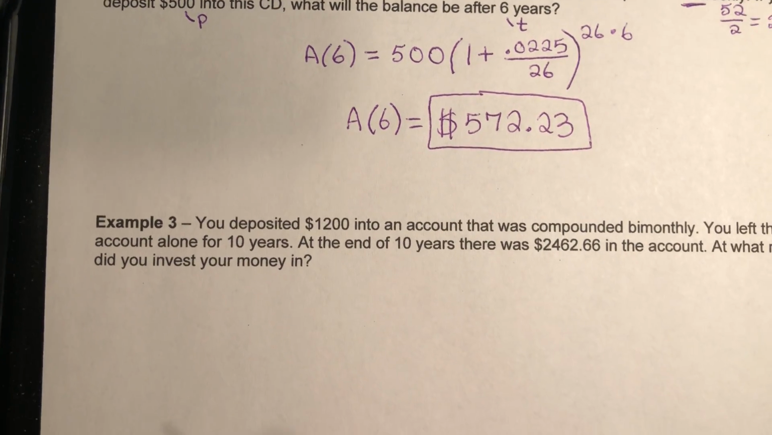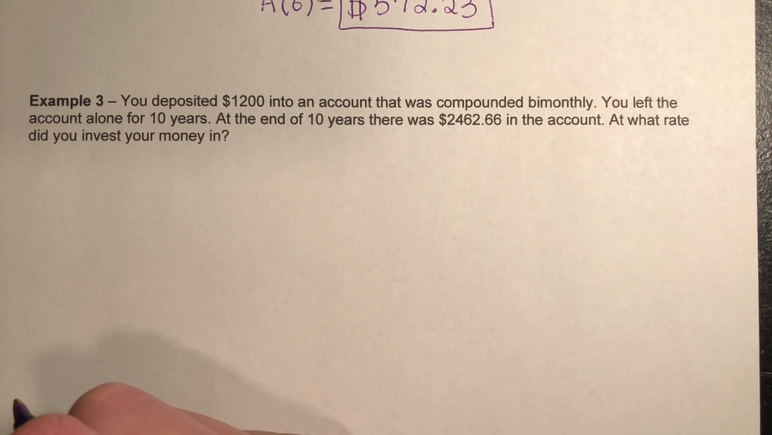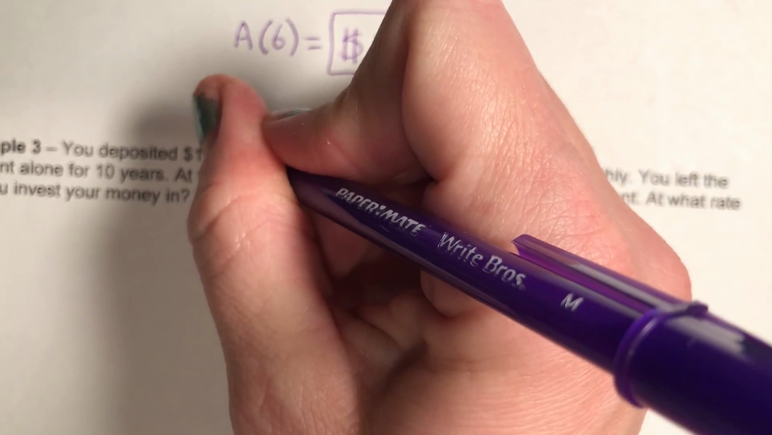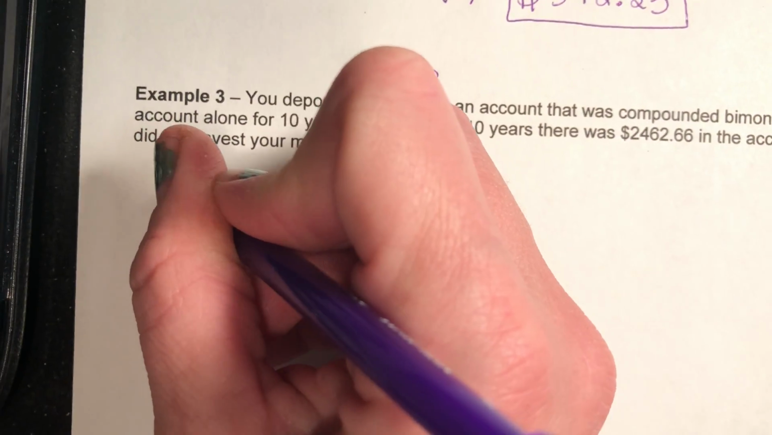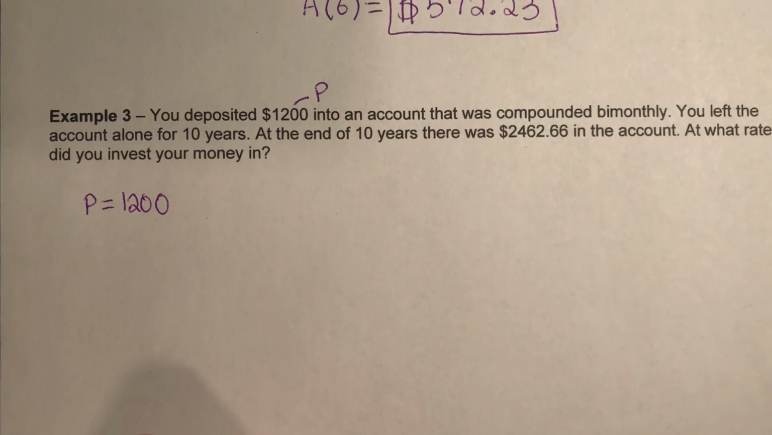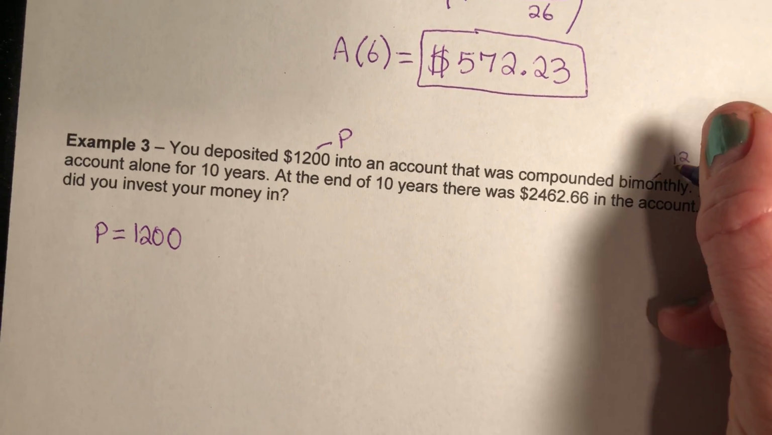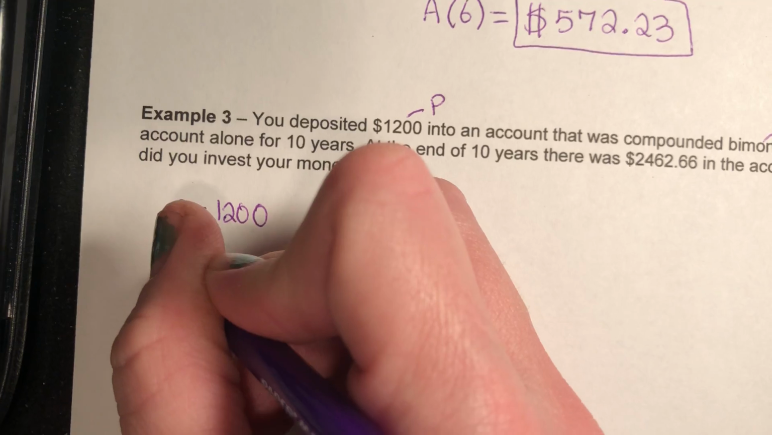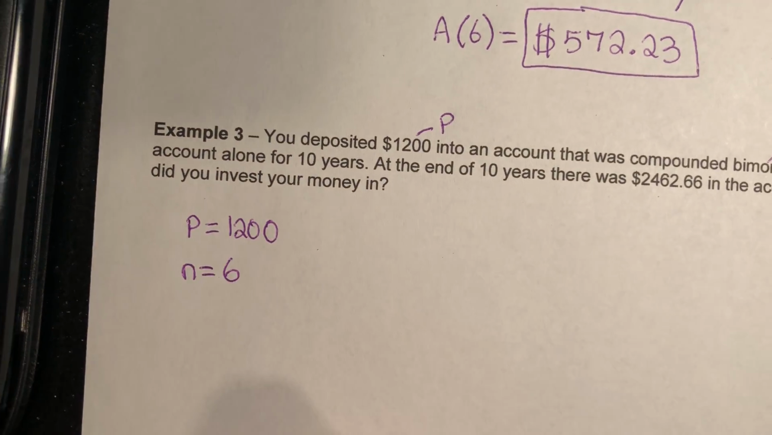All right, our last one here. We are depositing $1,200 into an account. So right here, our $1,200 is our P value. Actually, I'm going to write these out on the side here. Let's go P equals $1,200. Compounded bi-monthly. So again, bi-monthly, well, 12 divided by 2 is equal to 6. So right here, N is 6.